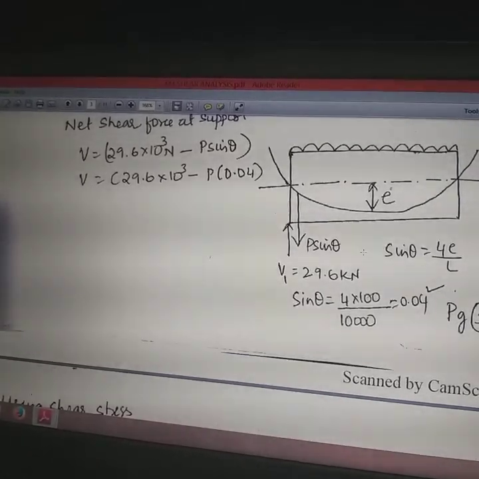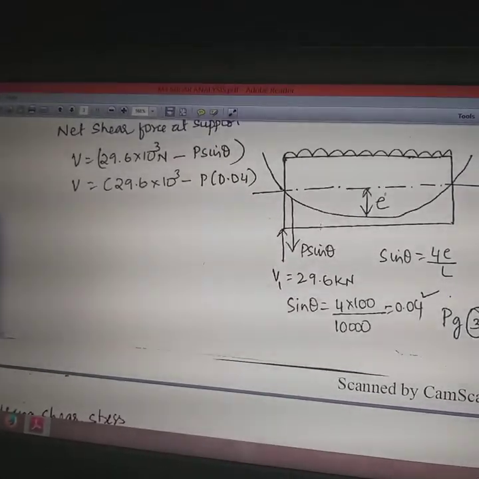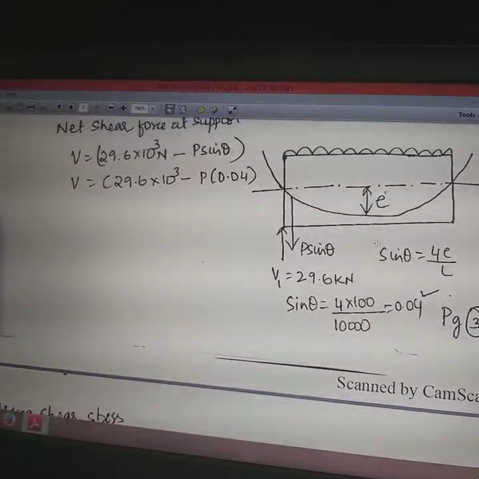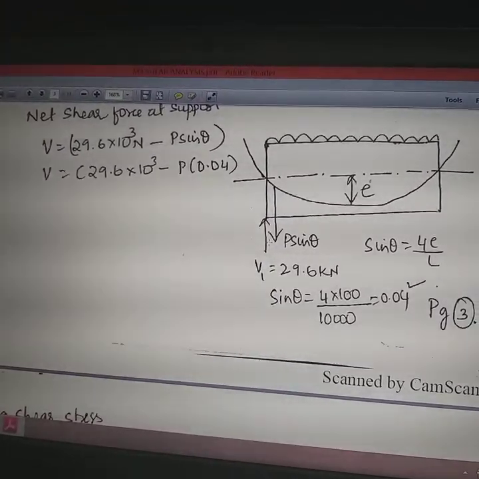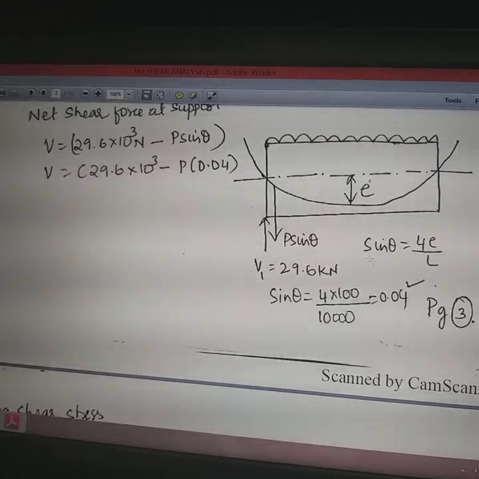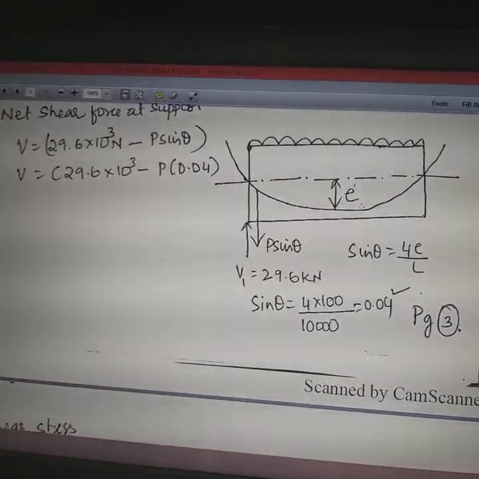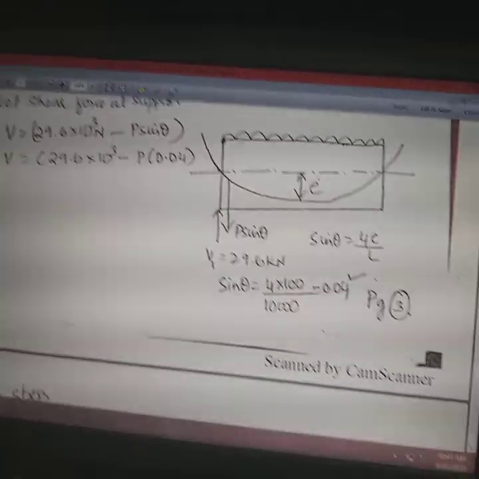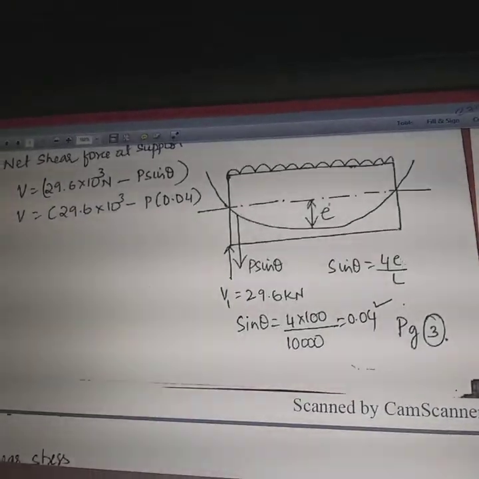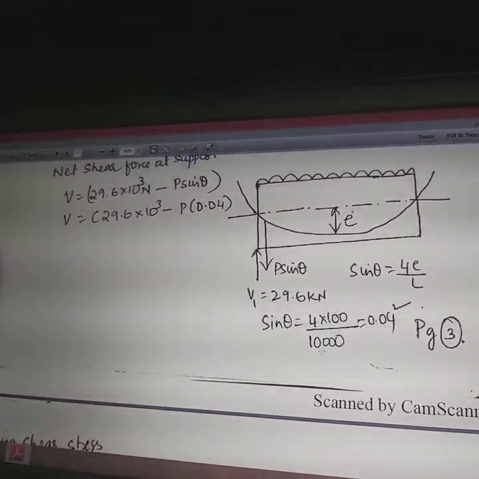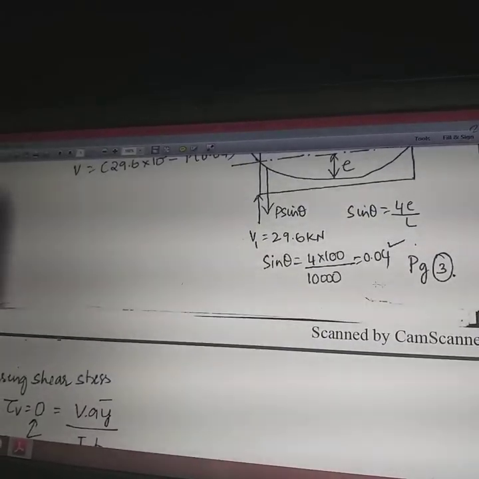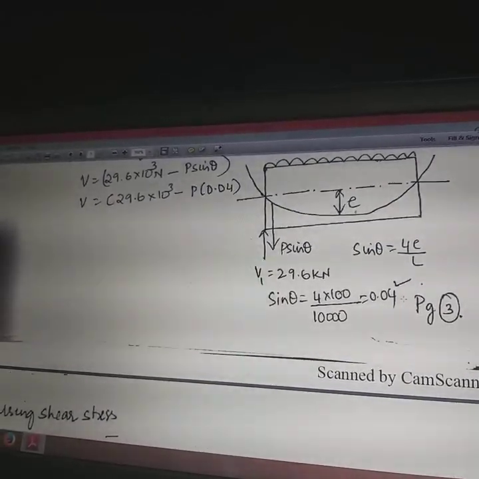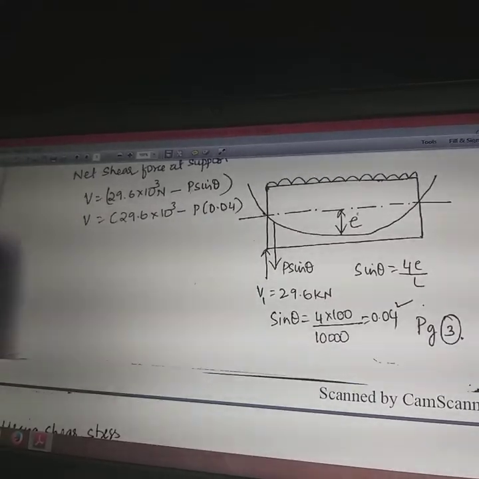So also there is a slope you are supposed to calculate. In the same example which I have shown you a few minutes before, the slope is given for a parabolic profile as sin theta is equal to 4e by L, where e is the eccentricity. Substitute all this, you will get the value of sin theta as 0.004. Okay, so P into sin theta you substitute here.